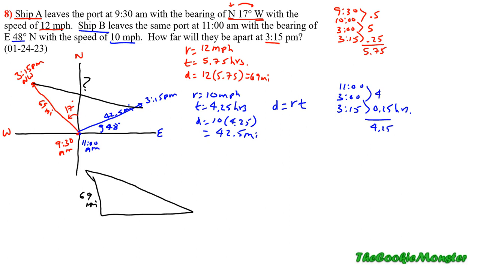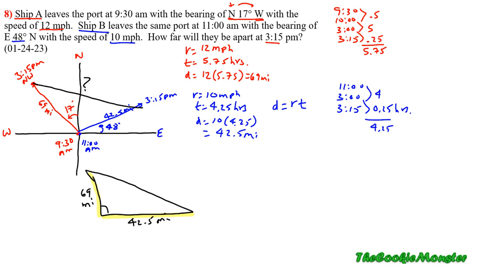Let me just make a little bit. And the other side is 42.5 miles. And then you want to find this angle. This angle is what they call the included angle. Why? Because if you remember, the two given sides connect to make that angle. So we have to know what that angle is. How much is that angle?